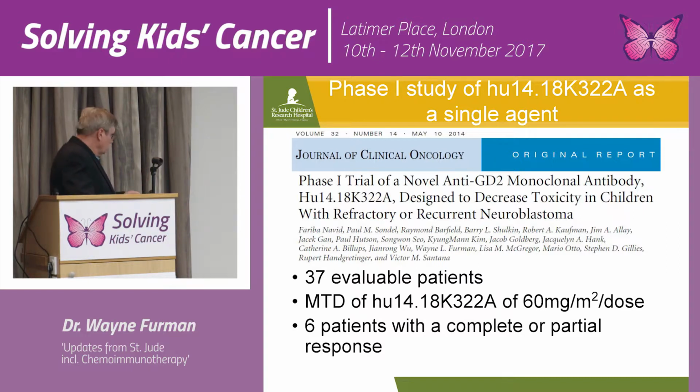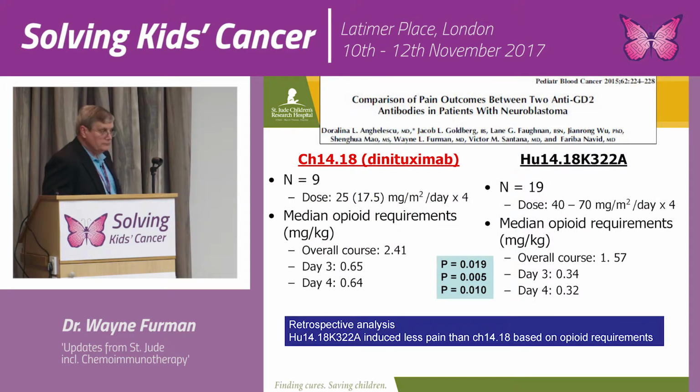That's what MTD means. So most patients could tolerate 60. And just to give you a background, the dose that's used in the New England Journal paper of dinutuximab is 17.5 milligrams per meter squared. So at least our phase 1 study seemed to indicate that this engineering of HU14.18 may have helped in allowing us to give more. And again, we saw a number of responses in a single agent. The other thing that we noticed clinically is that these kids seem to be having less pain, as we would have hoped.